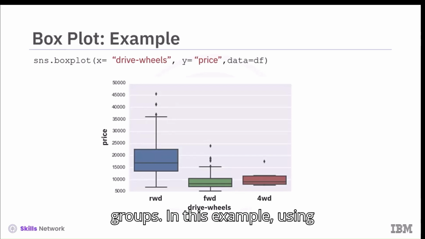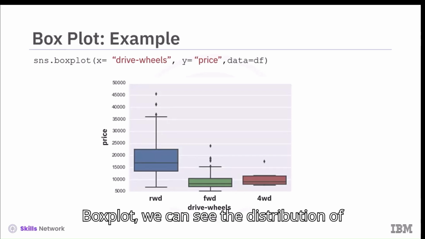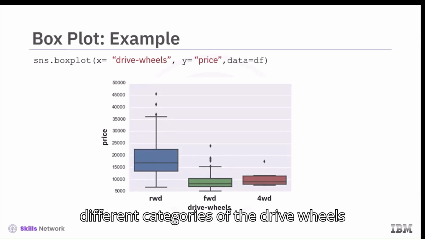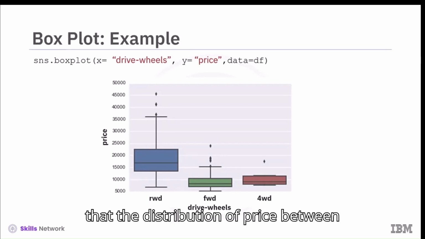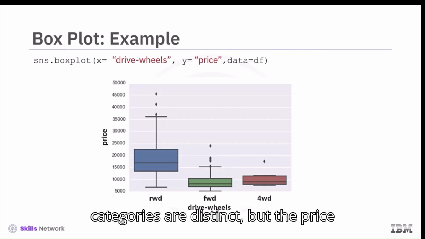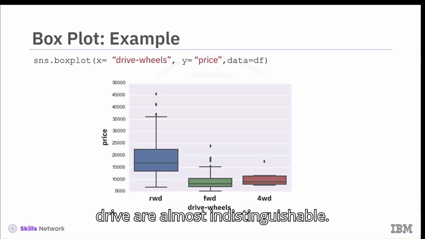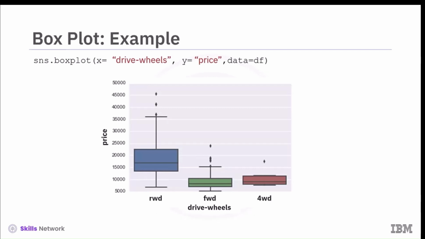In this example, using box plot, we can see the distribution of different categories of the drive wheels feature over price feature. We can see that the distribution of price between the rear wheel drive and the other categories are distinct, but the price for front wheel drive and four wheel drive are almost indistinguishable.